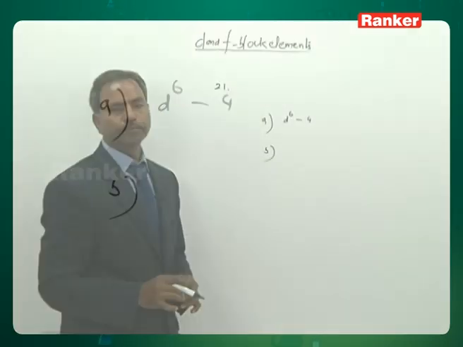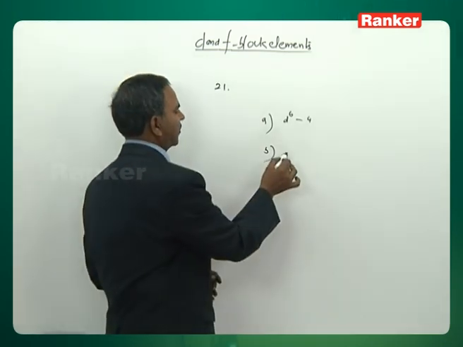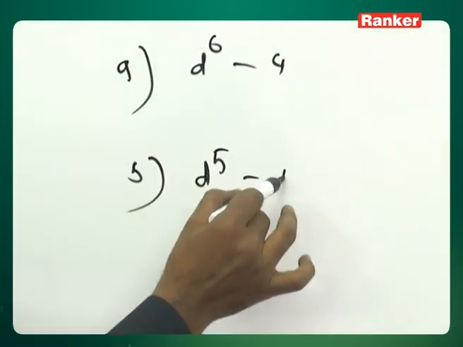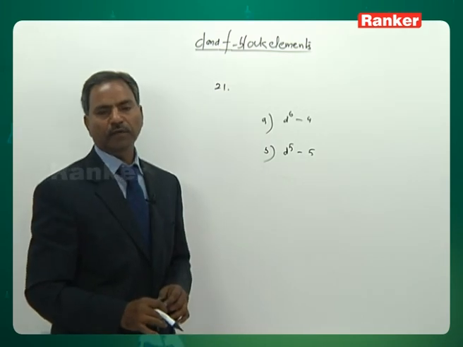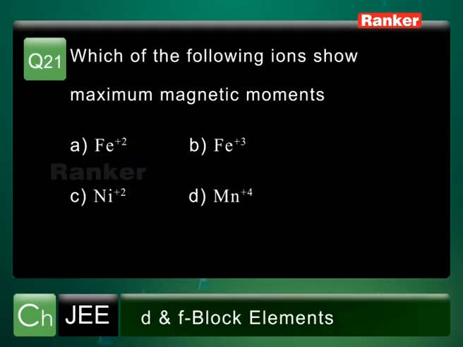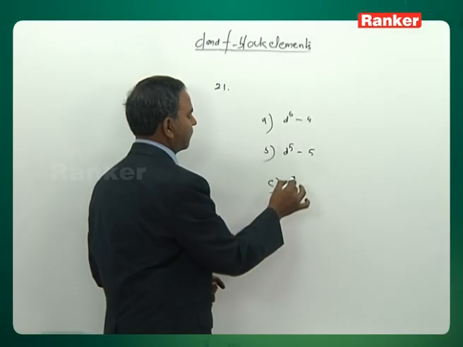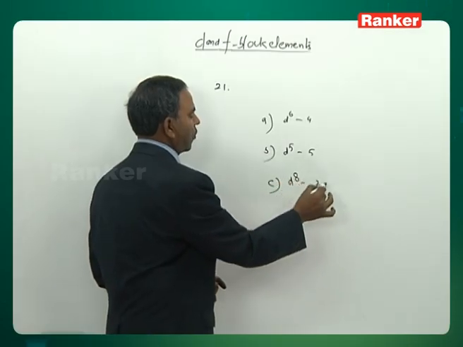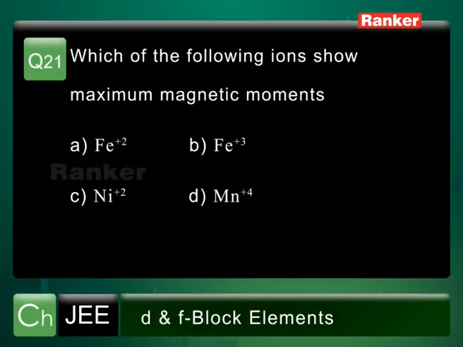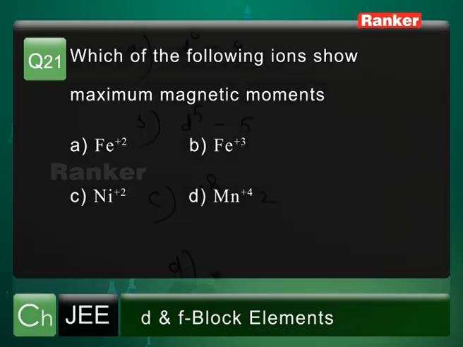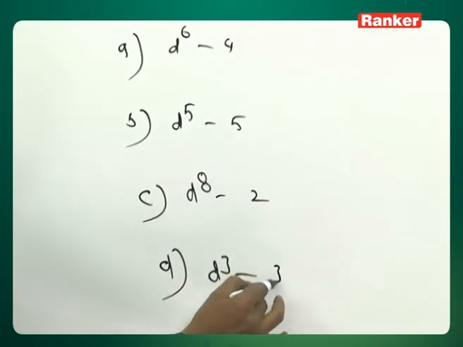Coming to option B, Fe plus 3 is given. Fe plus 3, ferric ion, yes, d5, 5 unpaired electrons. Option C, nickel plus 2. There it is d8. d8 electronic configuration, only 2 unpaired electrons. Mn plus 4. Mn plus 4 is actually d3 configuration, 3 unpaired electrons.